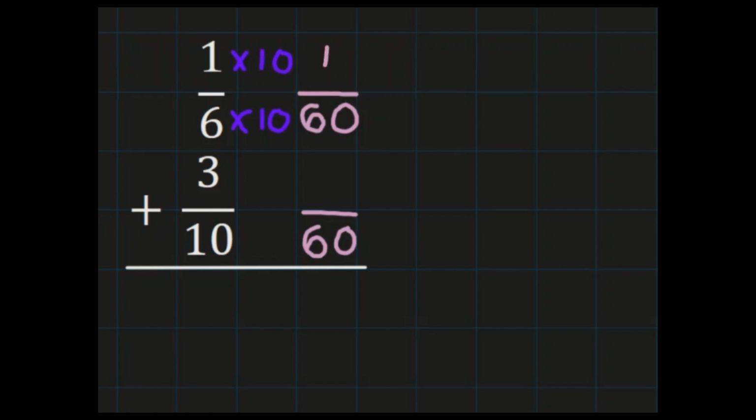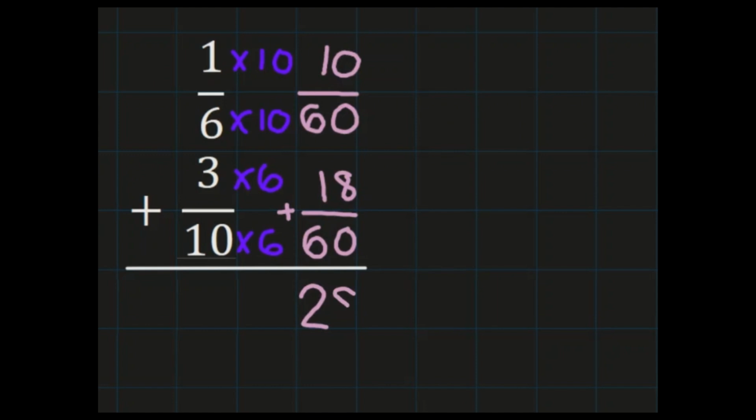And then I'm going to do the same thing for the 3/10. I multiplied 10 by 6 to get to 60. And so then I'll need to multiply the 3 by 6 as well in order to create an equivalent fraction. 3 times 6 is 18. And now that I have fractions with common denominators, I'm ready to add. So I'm adding the numerators. 10 plus 18 is 28, and my denominator, that common denominator of 60, is my denominator in my sum.